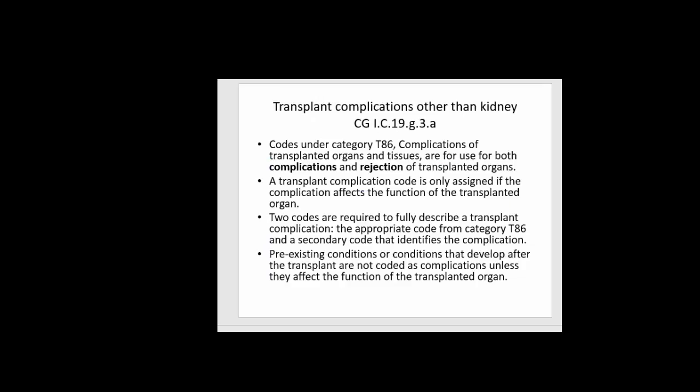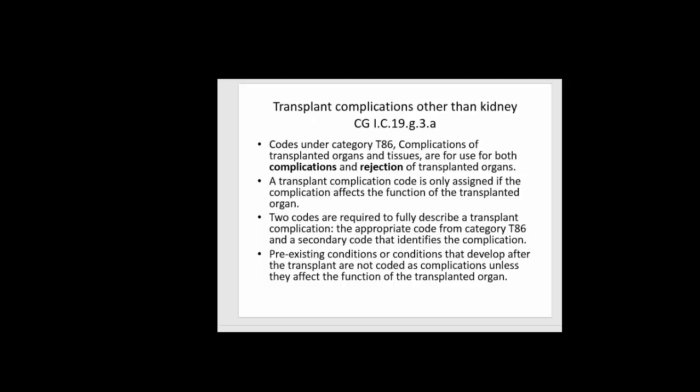There are also transplant complications other than the kidney. They break out the guidelines to separate the kidney transplant versus other transplants. T86 is for complications of transplanted organs and tissues, and those include complications and rejection. You only assign a transplant complication code if the complication affects the function of the transplanted organ.